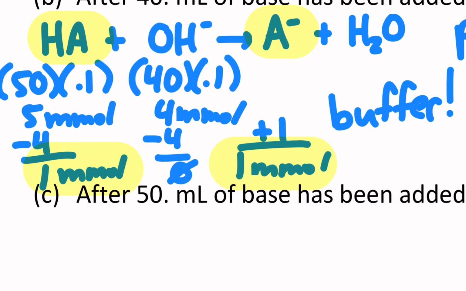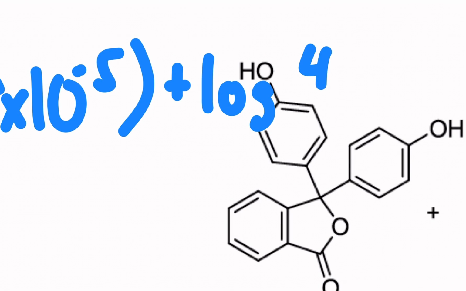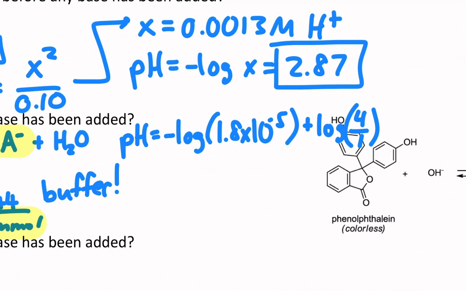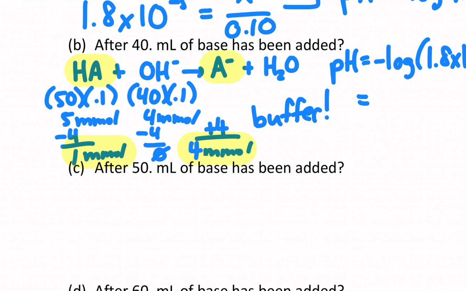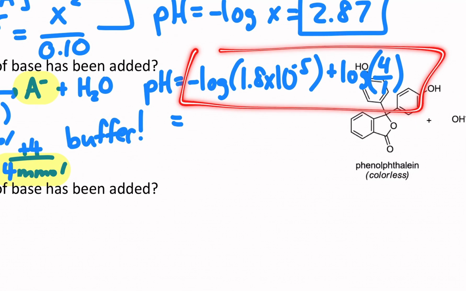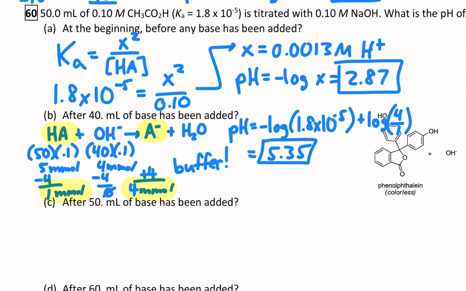We actually gained, oh, whoops, let me go back. We did not gain 1. We gained 4 millimoles of A minus, didn't we? Not 1, but 4. Because we reacted 4, we gained 4. So our ratio of base to acid is 4 to 1. It's useful to use moles. I could use molarity. It would just mean I divide both of those numbers by 90, and then I get the same thing. So when I plug this in, negative log of the Ka, I get 5.35. So there's how we get the pH at some point after we started. We are in the buffer range. We have yet to hit what's called equivalence.